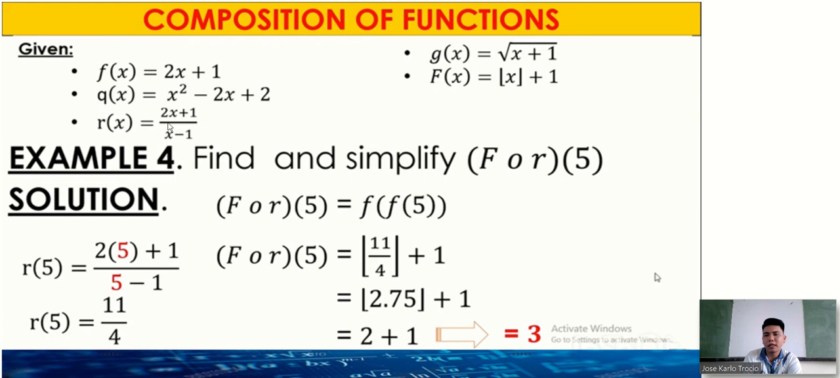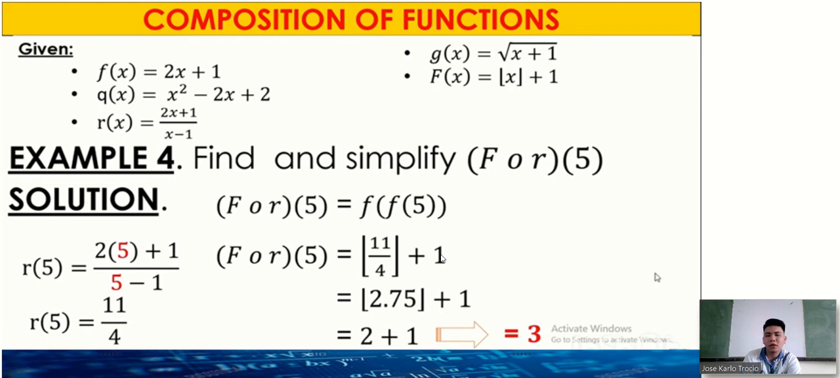So r is here, 2x plus 1 over x minus 1. So 2x becomes 2 times 5, that is 10. Plus 1, that becomes 11. 5 minus 1, that is 4. And then you cannot simplify this. Therefore, this is now the value of r of 5. Then you substitute the r of 5 into the function of the bigger f. The bigger f is x plus 1. Very simple. So 11 over 4 plus 1.